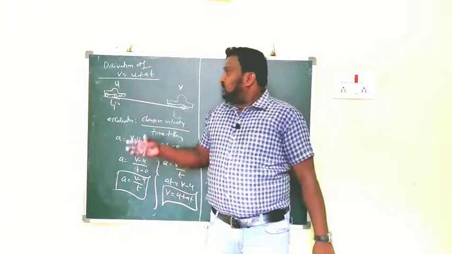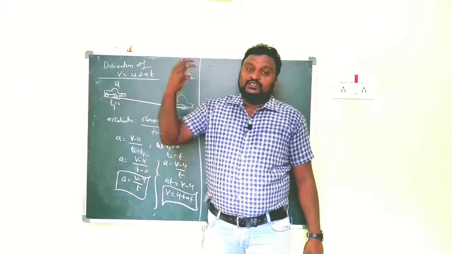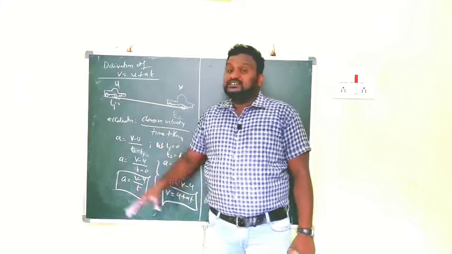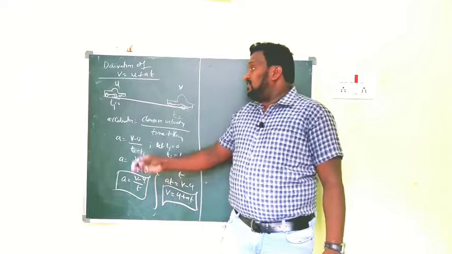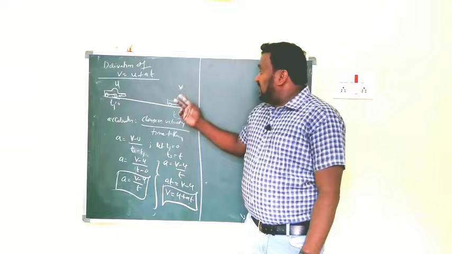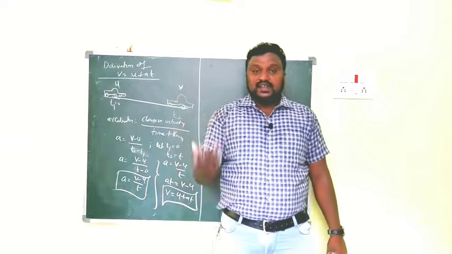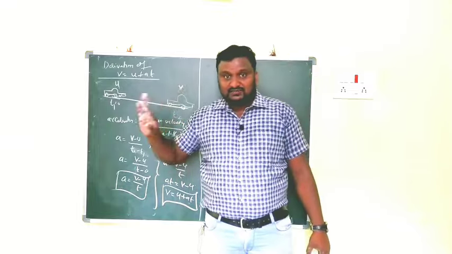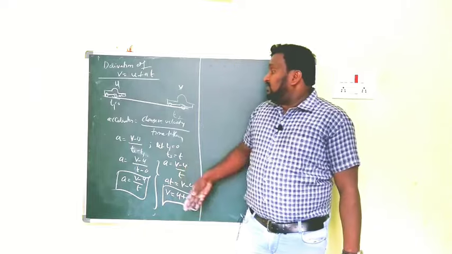Clear, children? We want to derive the first equation of motion, v is equal to u plus at. For that situation, what have you taken? A car is initially moving with velocity u. After some time, its velocity becomes v. u is the initial velocity and v is the final velocity. Clear, children? So after that, what do you have to say?